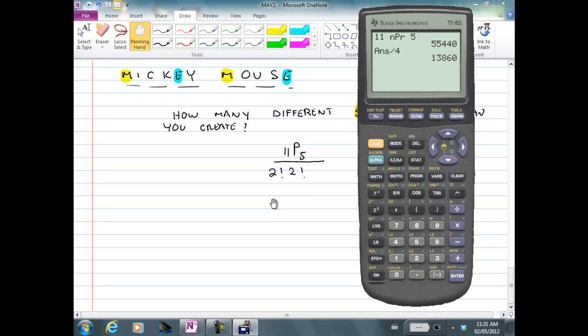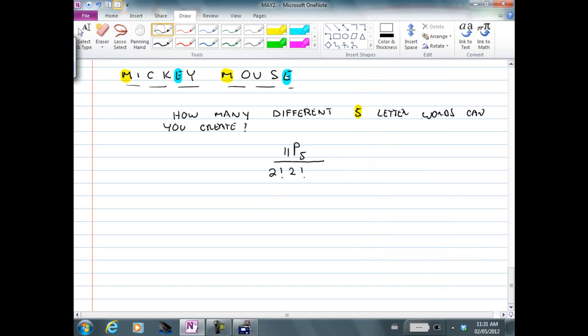What does the mode have to be in? You have to press enter first, then divide by 4. The mode could be in anything you want. So it'll be 13,860.